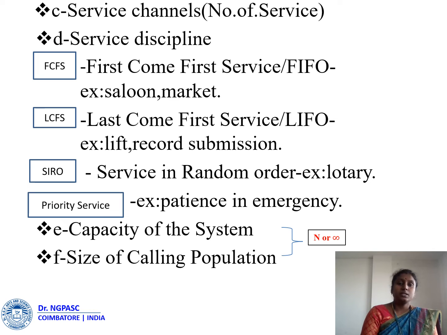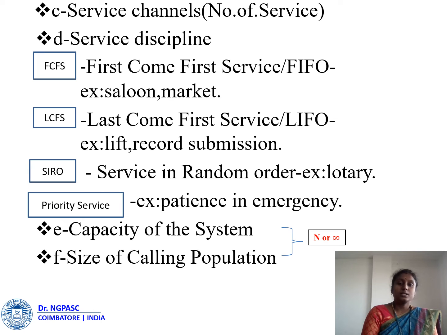Next, LCFS means last come first service, or last in first out. For example, a lift. 10 people enter the lift on the first floor and it reaches the 5th floor. The person who entered last on the first floor will come out of the lift first on the 5th floor. Next, SIRO, service in random order. For example, a lottery. In a lottery, we don't know who gets the money, so that is service in random order.